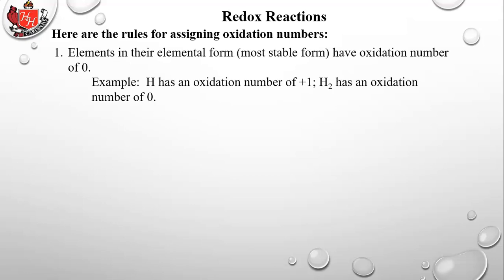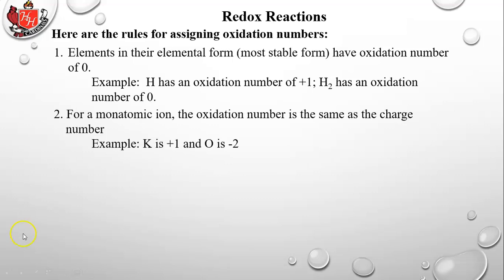So the rules: elements in their elemental form, most stable form, have oxidation numbers of 0. So hydrogen, for example, a hydrogen atom has an oxidation number of +1. But a hydrogen molecule, H2, is really the more stable form of hydrogen as a hydrogen gas. That has an oxidation number of 0. Okay, so 2, for monatomic ions, the oxidation number is the same as the charge number. So if you look at your charge number by ion sheet, potassium, K, has a +1 charge number, and that's also its oxidation number. Oxygen has a -2.